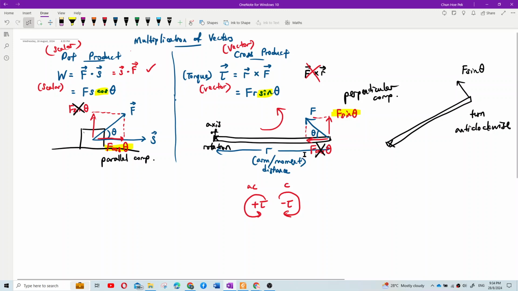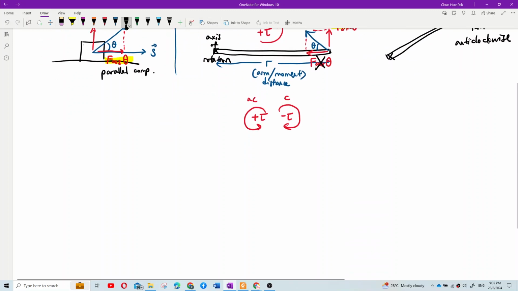Like you see in this example here, this F sine theta will rotate this whole thing anti-clockwise. The torque we calculate from this R multiplied by F sin theta, which is FR sin theta, gets the torque. Because it is anti-clockwise, you get a positive torque for this example.